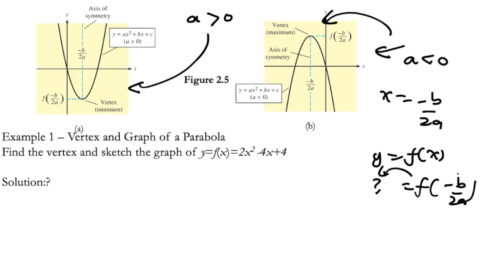Now let's do the exercise. Let's say we have a specific function that is y equivalent to 2x squared minus 4x plus 4. The question here is to find the vertex and also to sketch the graph itself, because we want to know whether it is a minimum point or maximum point. Okay, let me rewrite the equation here: y equivalent to f(x) equivalent to 2x squared minus 4x plus 4. Now let's find the vertex.